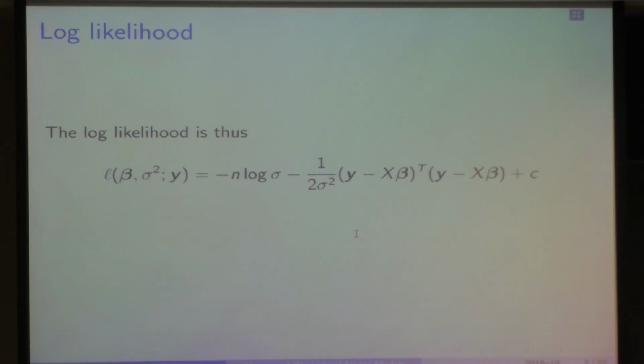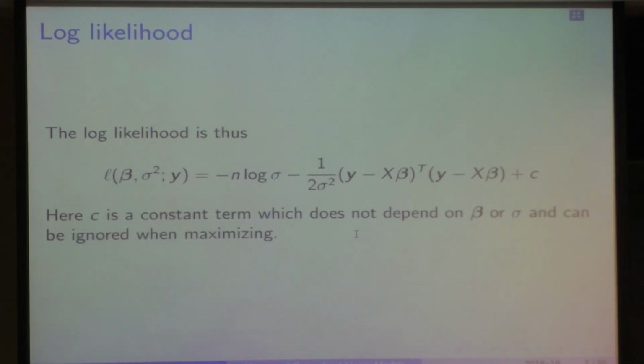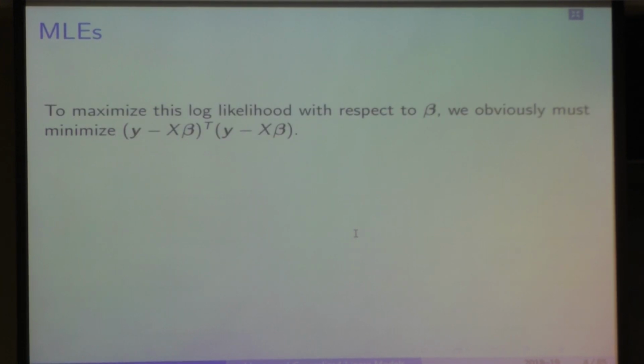Now the c term there does not depend on beta, and it does not depend on sigma squared, and that means that when we're maximising the log likelihood, we can ignore it. I mean, we'll be differentiating, it doesn't depend on beta or sigma squared, so we can just ignore it, because it's going to give 0 when we differentiate. So we can ignore that term when maximising. Okay, so what do we need to do? We need to minimise the sum of squares.